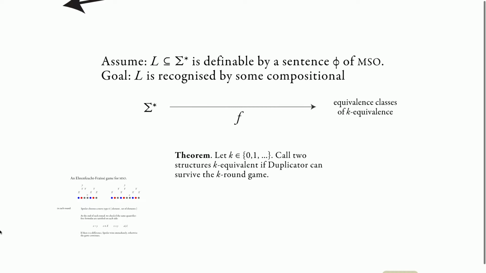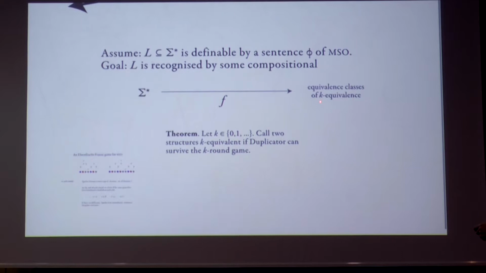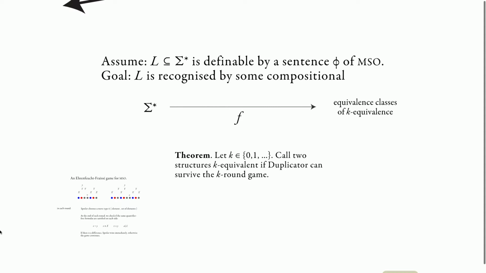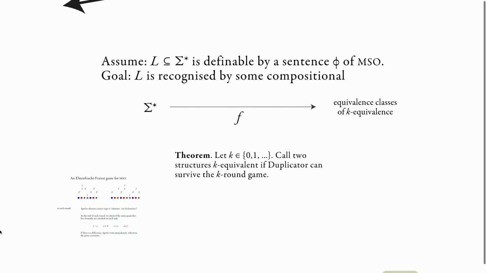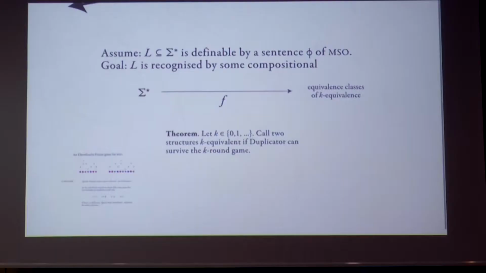And k is going to be, I think my slides are in the wrong order, you choose k to be the quantifier rank of this formula. So I have a sentence phi of MSO, and I will show that it's going to be recognized by some compositional function, namely the function which takes a word as input and outputs its k-equivalence class, where k is the quantifier rank. As I said, the equivalence class under k-equivalence uniquely determines which MSO formulas of quantifier rank k are true in u. Therefore, this function may or may not be compositional.